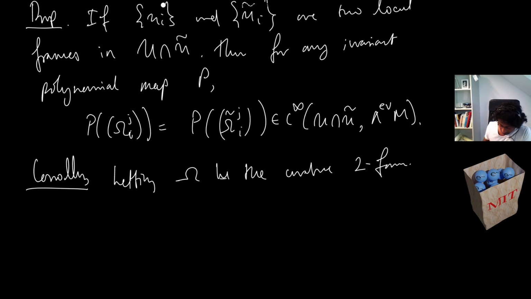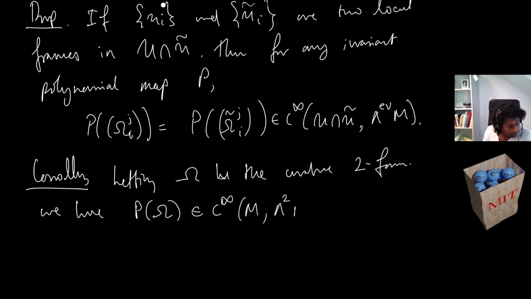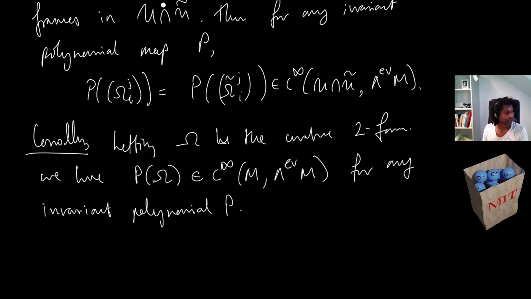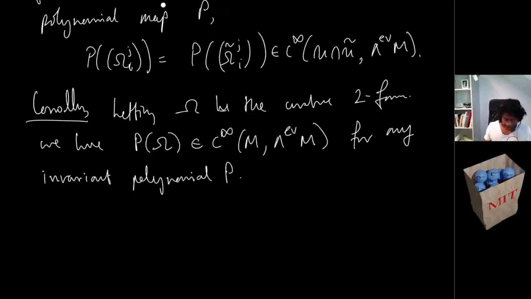So letting this be the connection 2 form, what do we have? We have that P of omega now is defined on all of M. This is the even algebra. Okay, for any invariant polynomial.